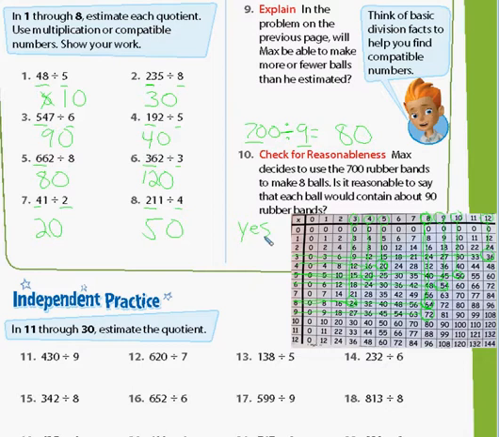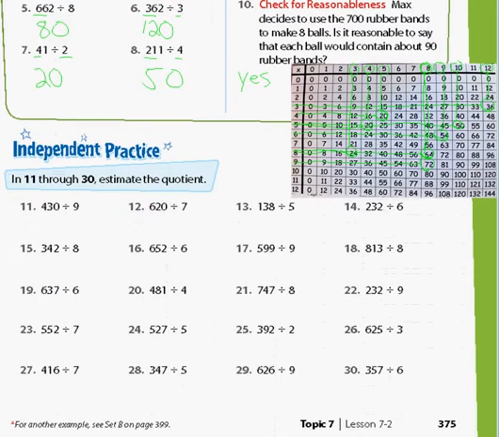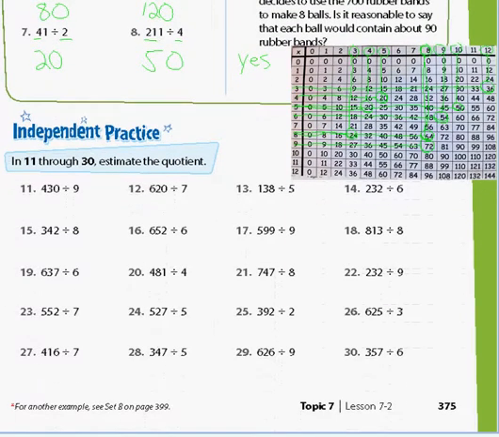So we'll go ahead and look at some more of these problems down here. Okay, and what we'll do is we'll go through and do the odd problems. Okay, number 11, 43 divided by 9. Go ahead and clear off my multiplication chart here a little bit so I can do some more problems there. Okay, 43 divided by 9. Find 9, follow it over. 45 is really close to that, so we're going to say 5, and that's going to be 50. So 430 divided by 9 is about 50.